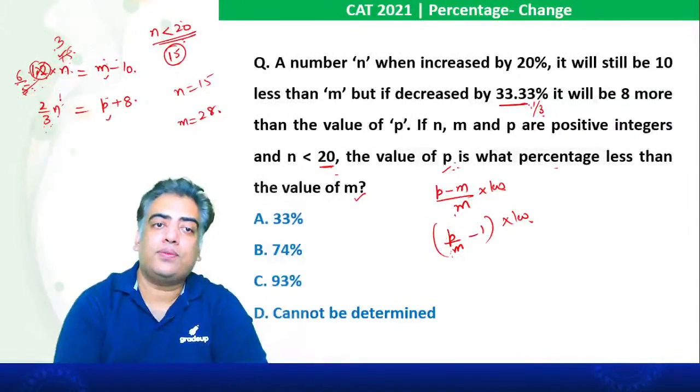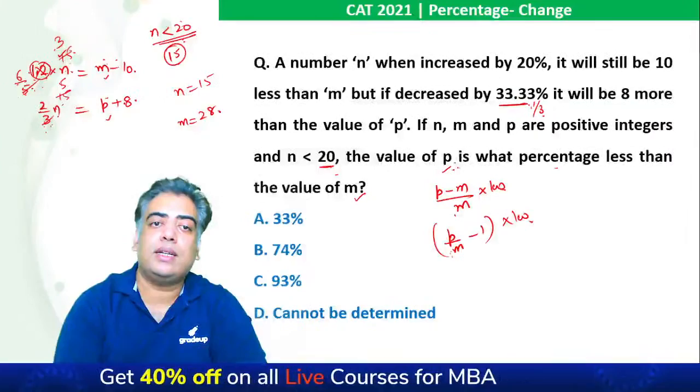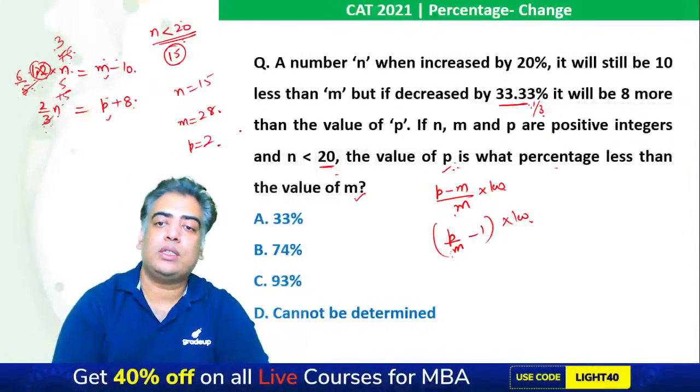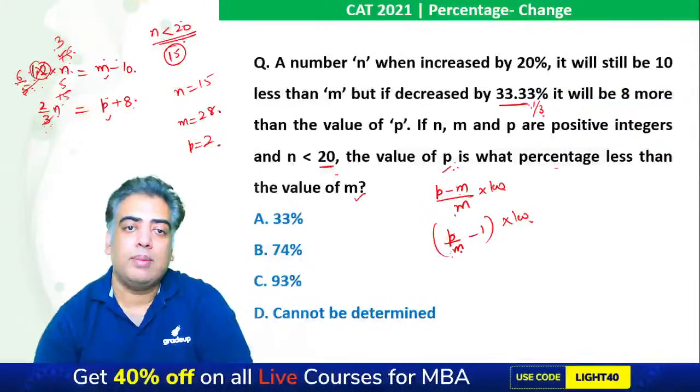So if n is 15, 3 5s are 15, get cancelled out. 2 into 5 is 10. 10 minus 8, p comes out to be 2. So we just need to put these values here. So p is 2, m is 28.